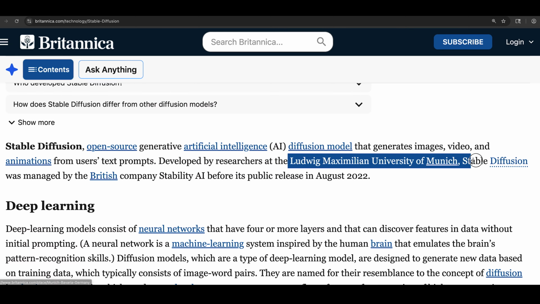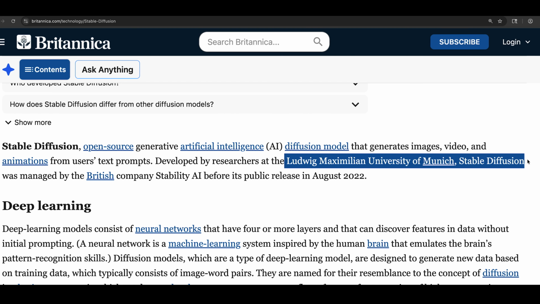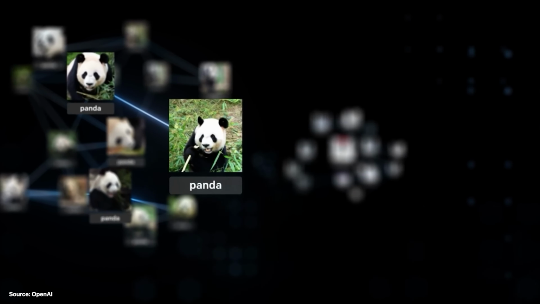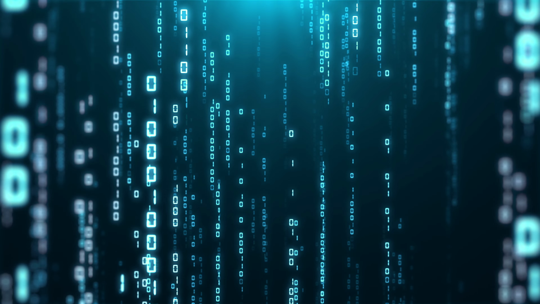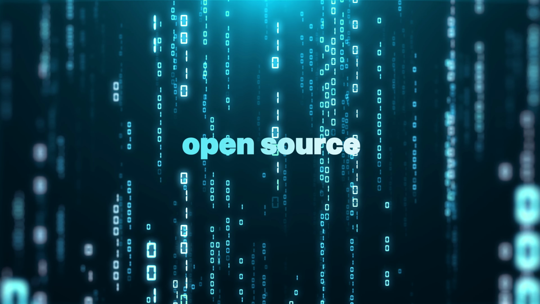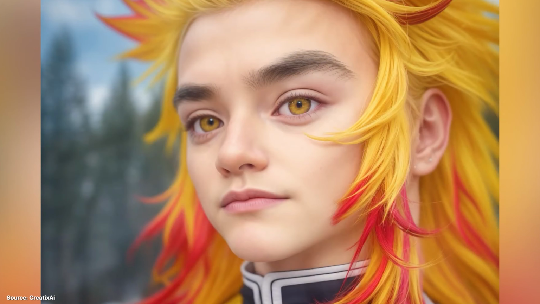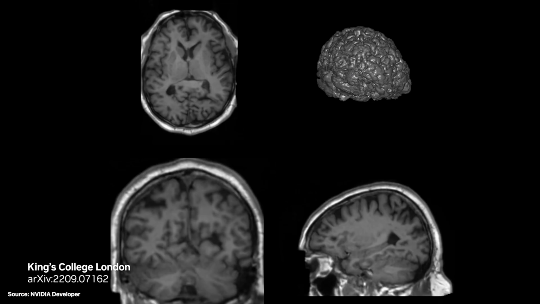In August 2022, a group led by Stability AI and researchers from LMU Munich did something radical. They released Stable Diffusion for free. Unlike DALL-E, which was locked behind a corporate website, Stable Diffusion was open source. You could run it on your home computer. Within weeks, the internet exploded with custom checkpoints. People trained it to draw specific anime styles, architectural blueprints, and even medical diagrams. This was the Cambrian explosion of AI art.